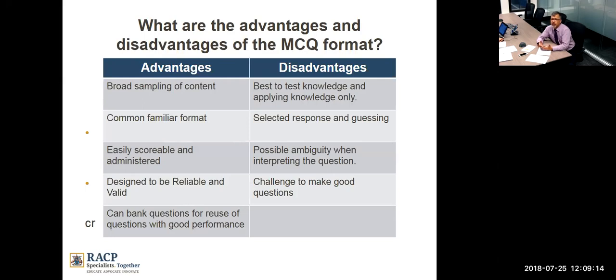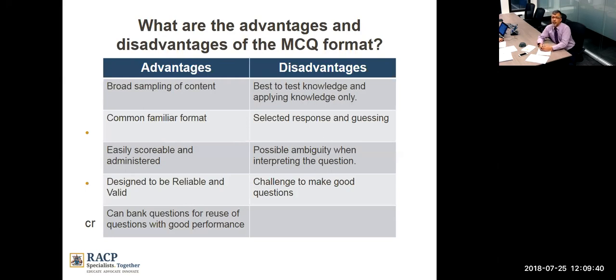Now, in terms of disadvantages, multiple choices can only really assess basic knowledge and application of that knowledge. They're not best for assessing things like ethics or clinical performance. They're very limited in that sense. So what we want to do is make sure that when we design questions, they're designed for the purpose of what a multiple choice is best at.